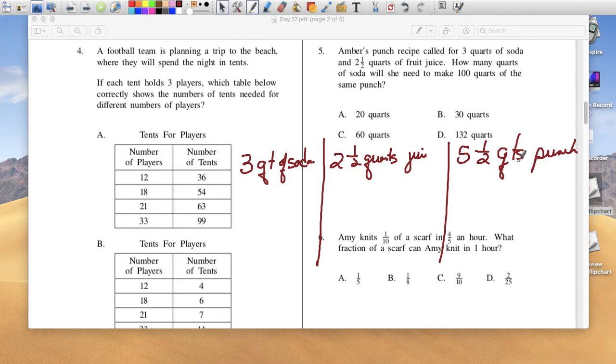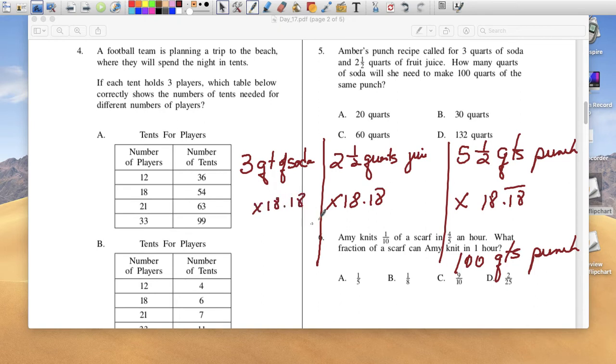Now the question says, what happens when you have 100 quarts of punch? So let's say you made 100 quarts of punch. How much fruit juice did you use, and how much soda? So this would be, find a multiplier. 5.5 times something is 100. So let's use 100 divided by 5.5, and that's going to give you a decimal, 18.18 repeated. So our multiplier is 18.18, and we're going to multiply that.